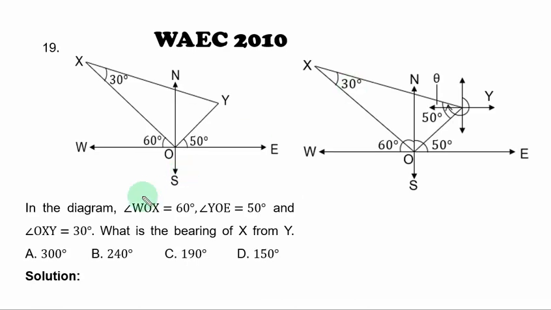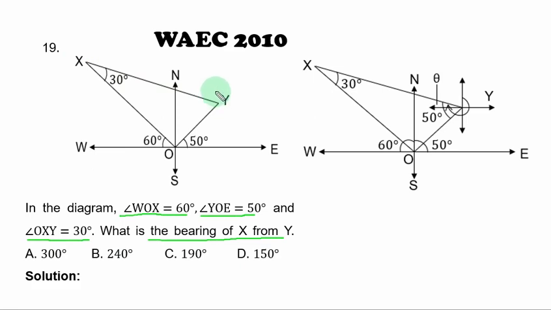In the diagram, angle WOS equal to 60 degrees, angle YOE equal to 50 degrees, and angle OSY equal to 30 degrees. What is the bearing of S from Y? This is S, this is Y. So you have to go to Y.